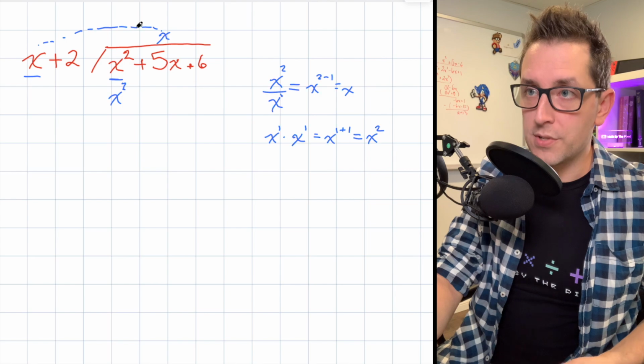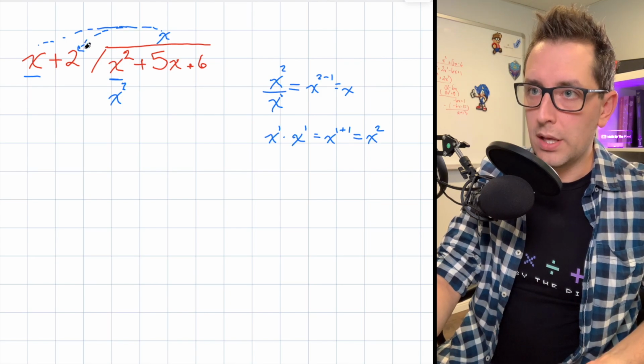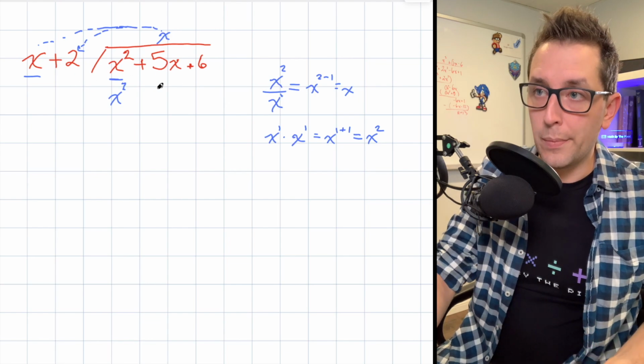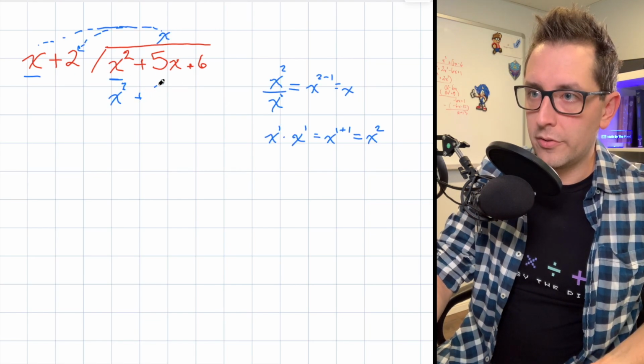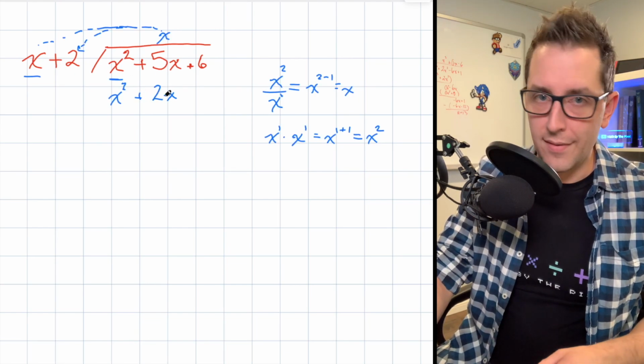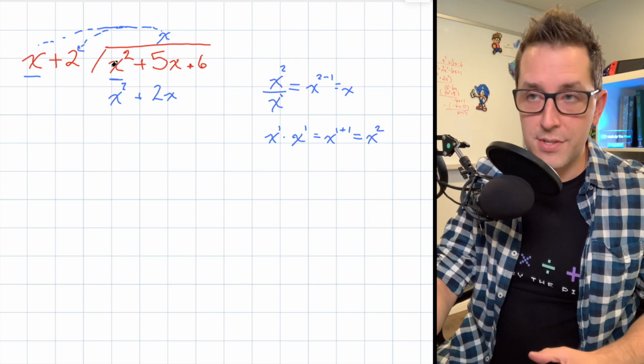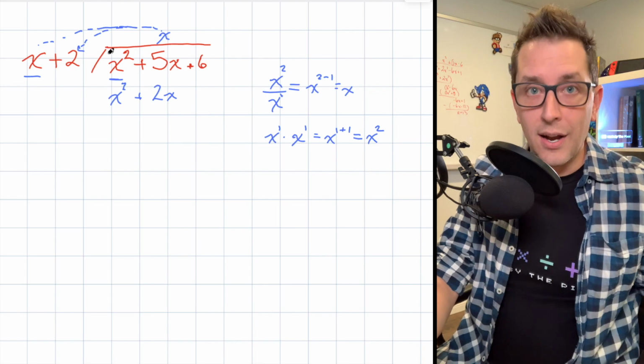Now I'm going to repeat that process by taking x and multiplying by the second component of my divisor, which in this case is 2. If I take x and multiply by 2, I know that's going to be 2x. So I'm going to write my 2x below my 5x term. At this point, I've multiplied that x by everything in my divisor, so I'm going to stop here. That's the entire second step.